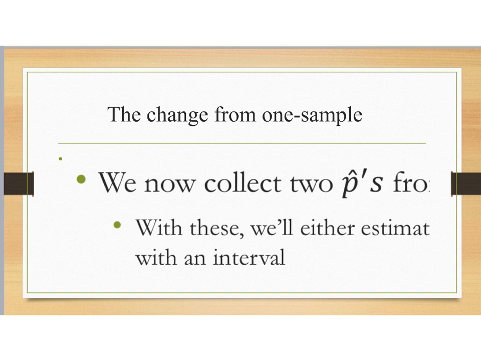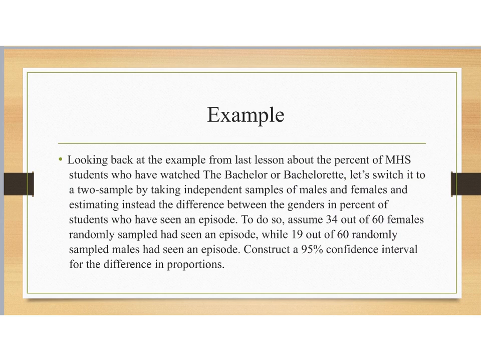So again, the change from the 2 sample is we now collect 2 p hats from independent populations. Sorry, they get cut off again here. Then we'll either estimate an interval or we'll test to see if there is a difference in the population proportions for the 2 groups by just, again, using a sample from each group.